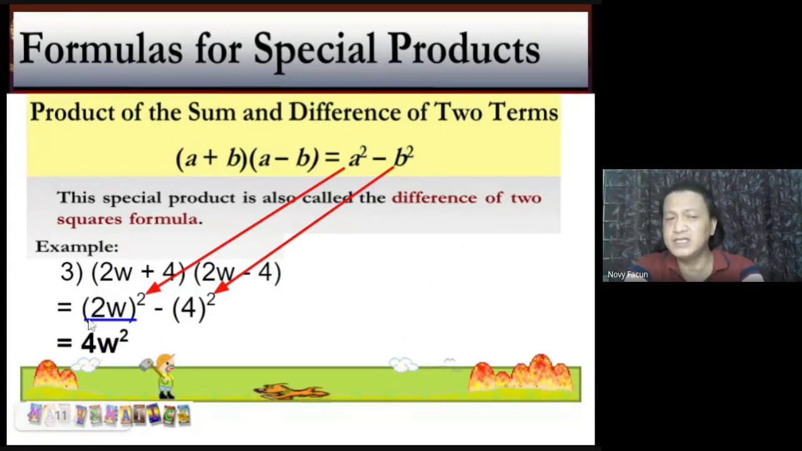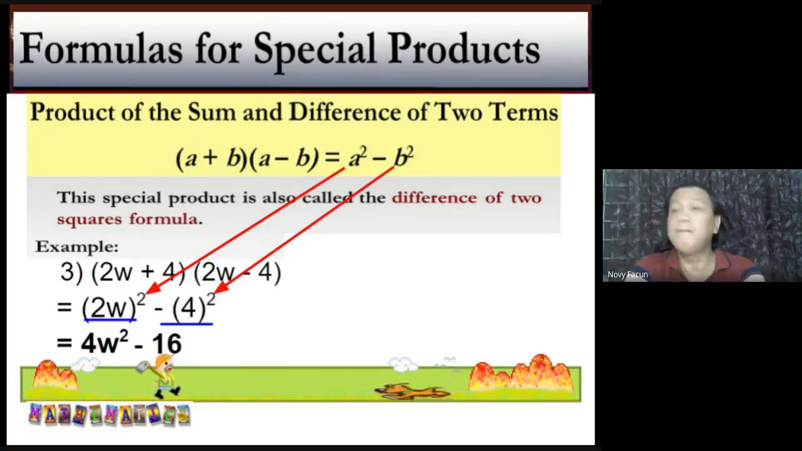And if you're going to simplify the first term, that will become 4w square, meaning in-square mo yung first, yung numerical ni w. 2 raised to 2, meaning 2 times 2 yun, kaya naging 4. Dito naman, so 4 raised to 2, meaning 4 times 4, kaya 16 yun. And that will become 4w square minus 16. Yan ay final answer natin.